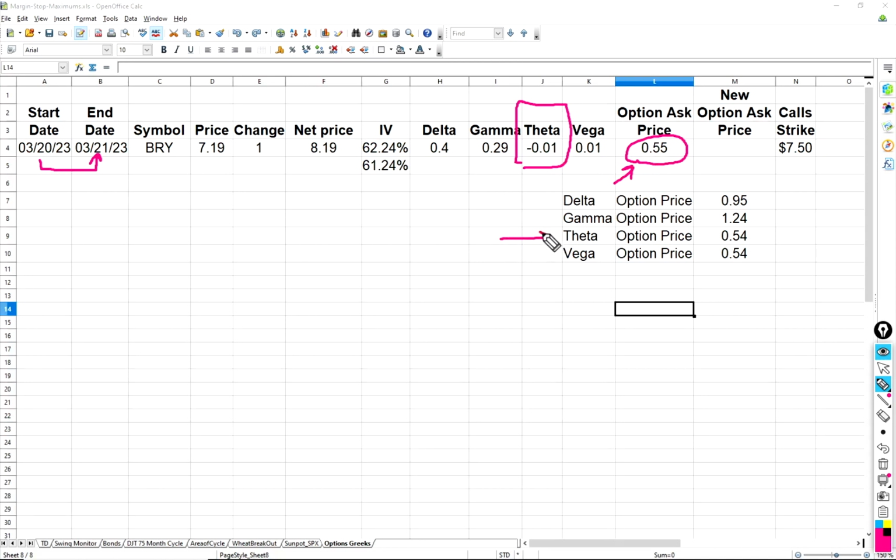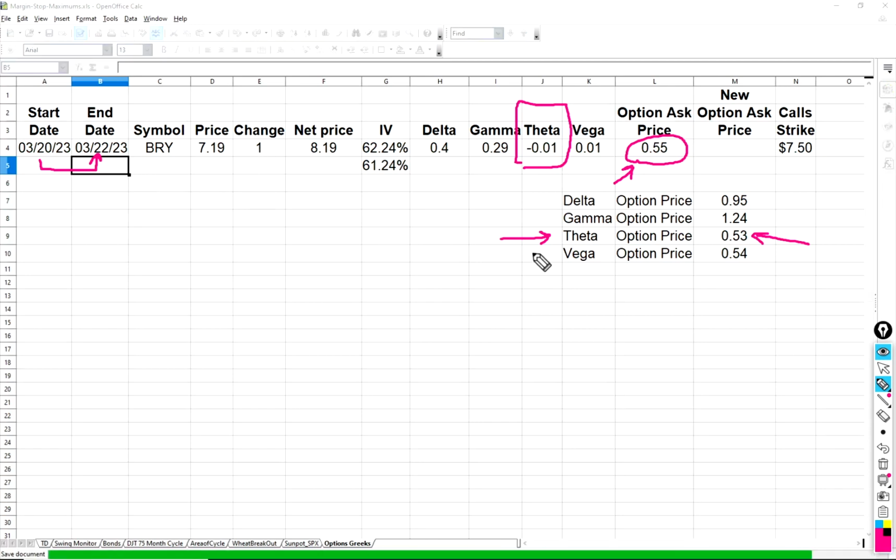Okay, and there it is right there. One day. Let's change this to say 2 days. What's going to happen if I change this to 2 days instead of 1? We can see theta change, right? Now it's 53 cents. I'm sorry, theta didn't change, but the price of the option changed based on the theta. Because 2 days, 2 cents. But this could be 3 cents, 5 cents, 10, 12, whatever it is, depending on the underlying symbol.